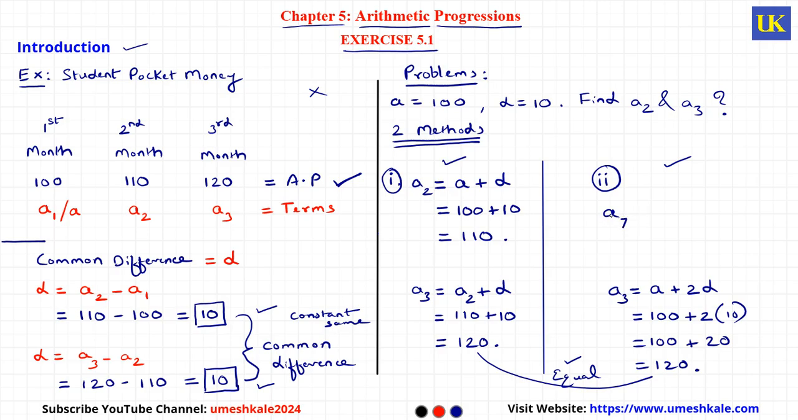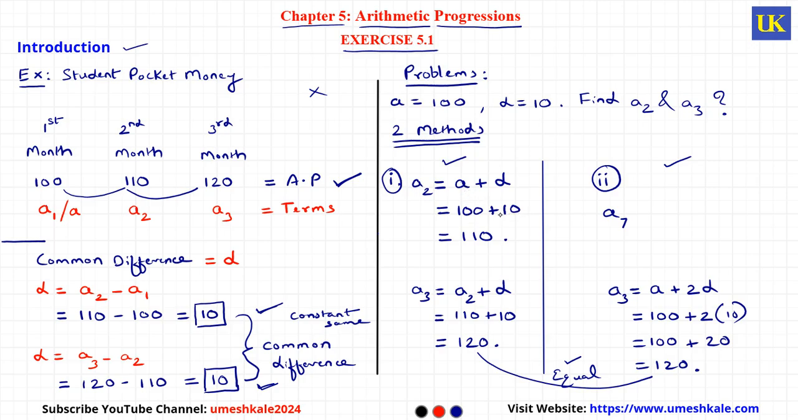Hope you are understanding. So here, concept wise, we will understand. Here we are taking the base value. We are taking the first month here, 100, and every time the pocket money is increasing by 10. So the common difference we got was 10. So we know that it is an arithmetic progression, and the common difference is 10, so it is constant. The d value they have given in the question is 10.